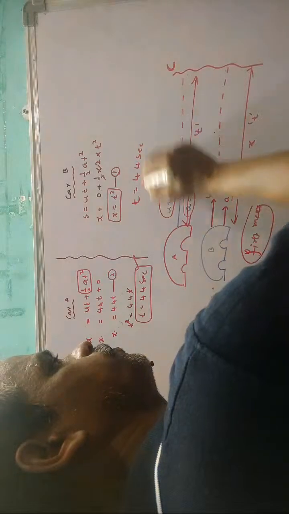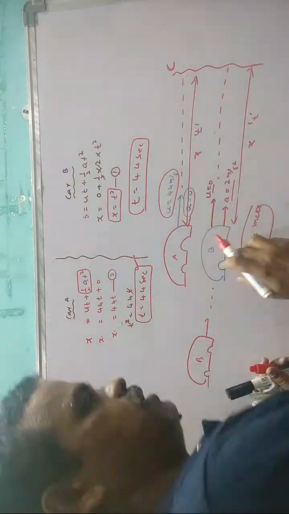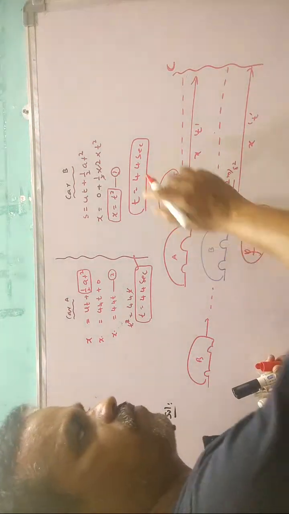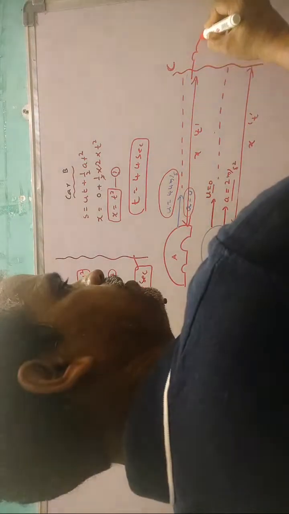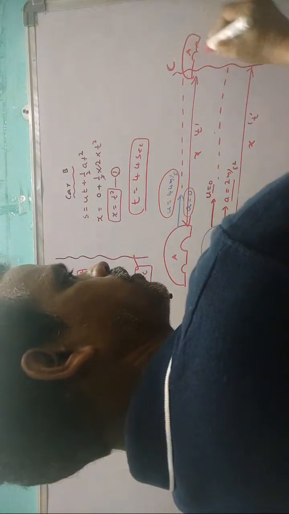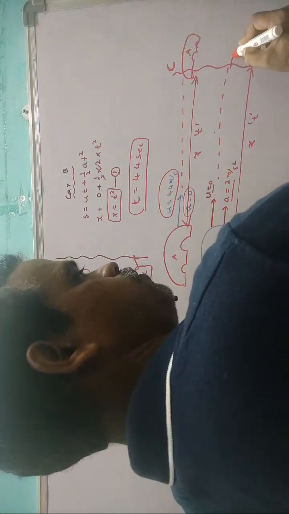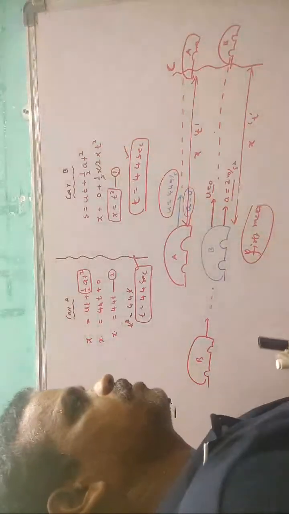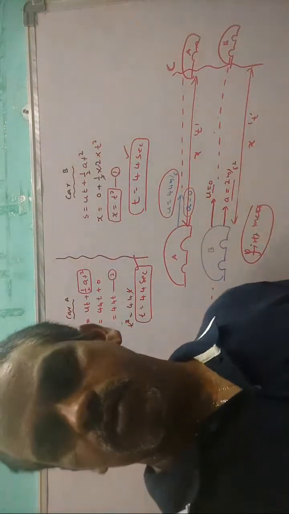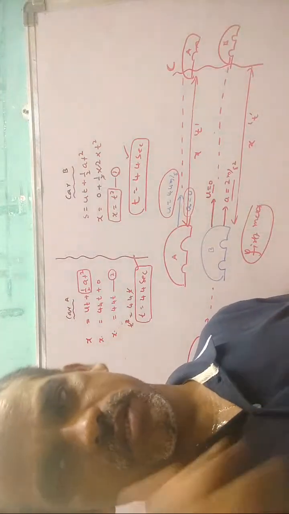That means, see, car A overtakes car B. After 44 seconds, car A and car B meet again. It will take 44 seconds. So this is the answer. Just copy it.